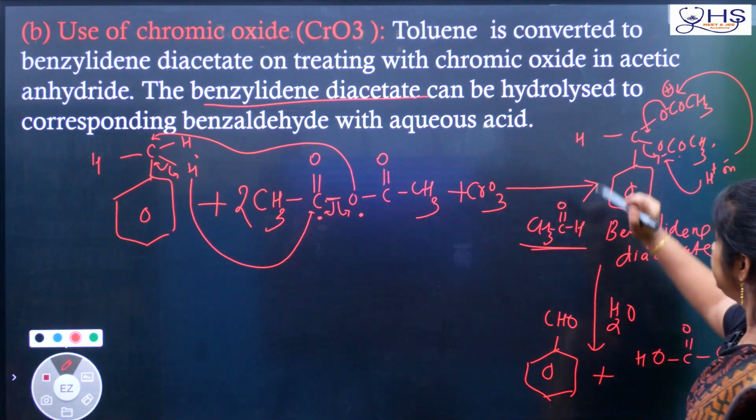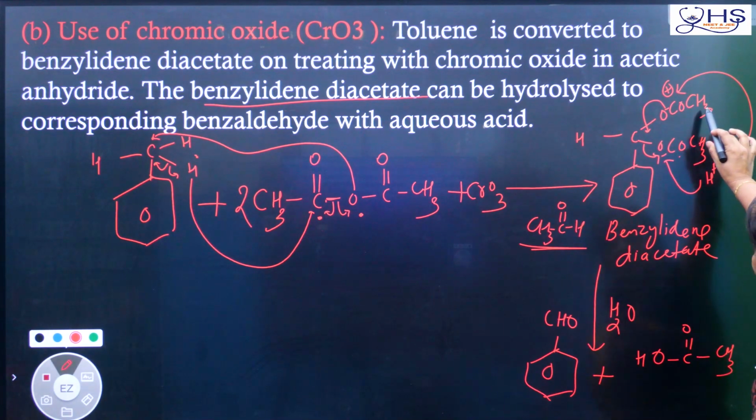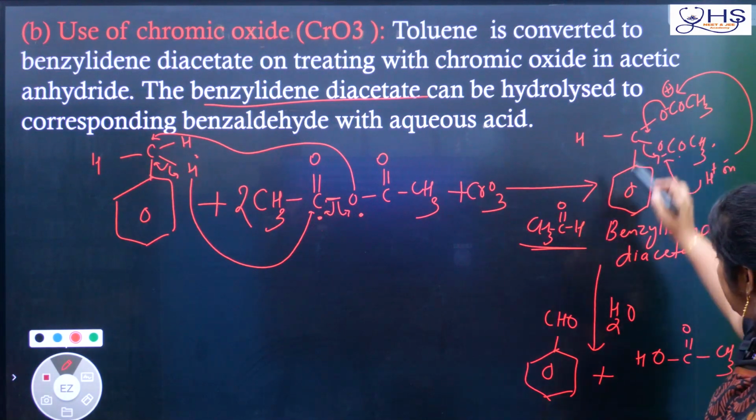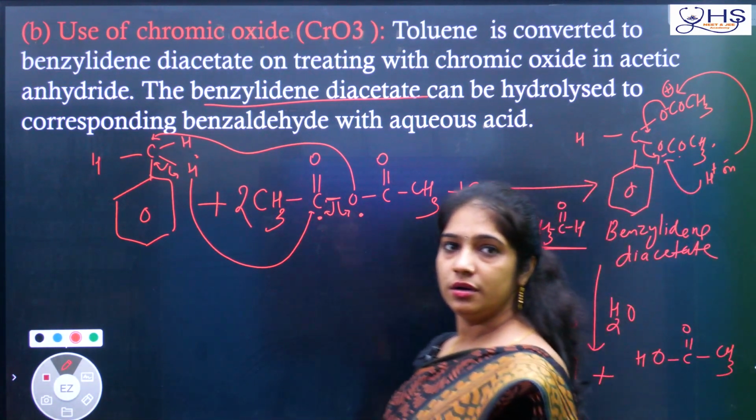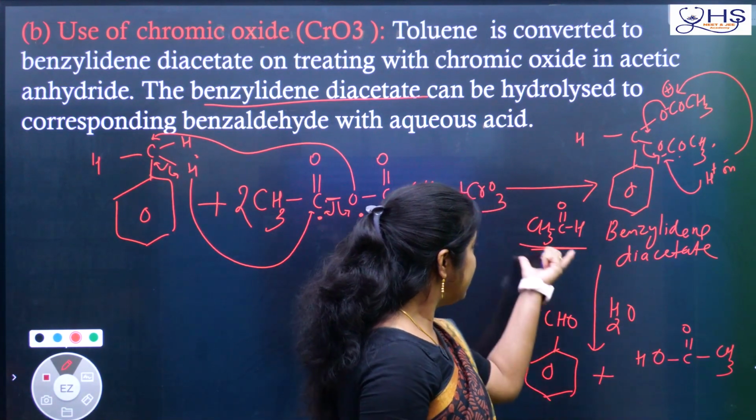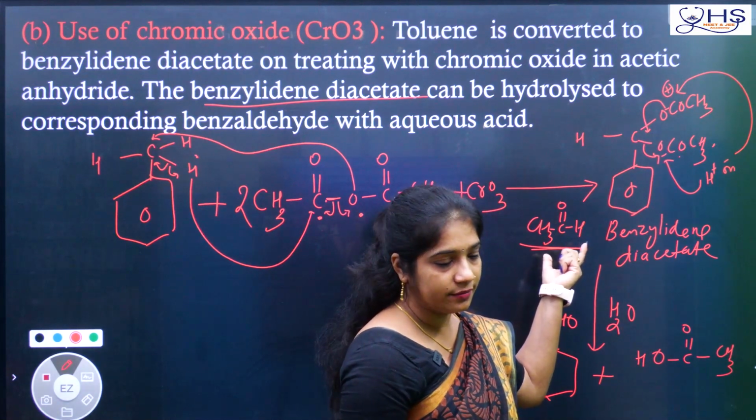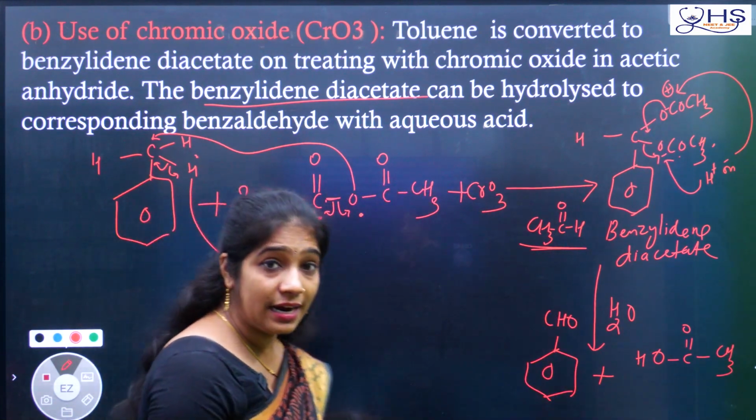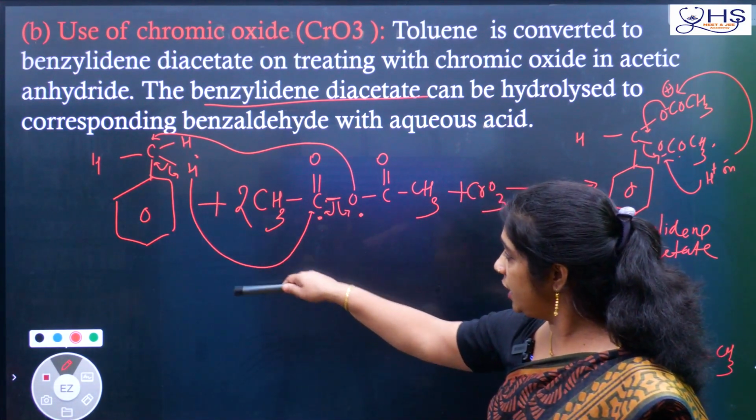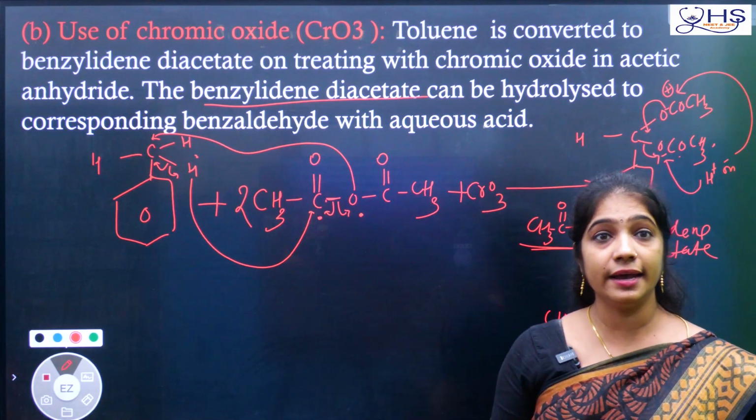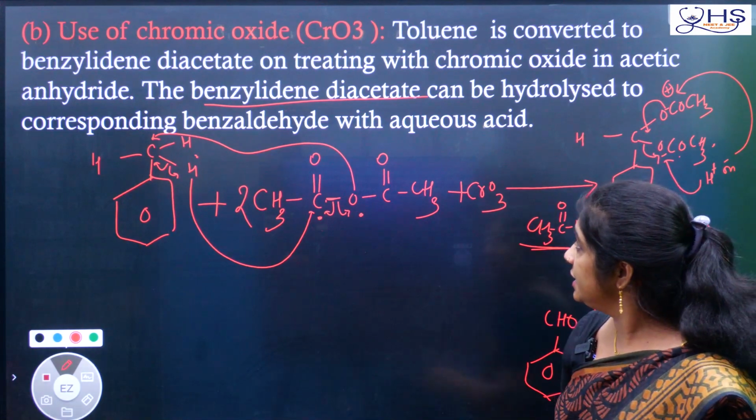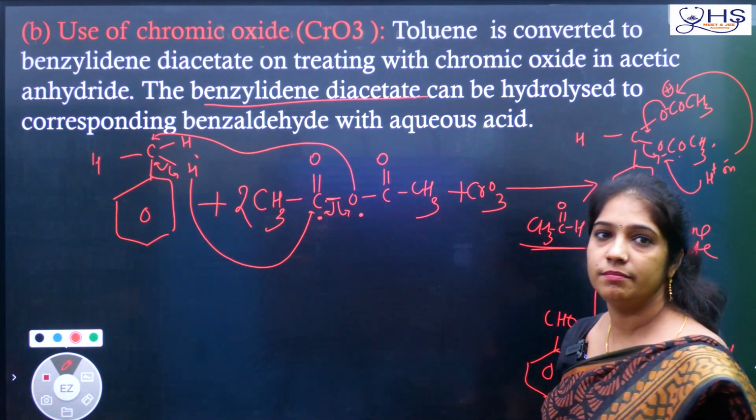In the same manner, see, CH3, C double bond O and carbon is having plus charge. So from water, OH minus it will accept and it will form the OH. So byproduct is what? Acetic acid, CH3, C double bond O, OH. Here byproduct what we got? We got acetaldehyde. So this is what? It is not the Etard reaction, but it is similar to the Etard reaction. What is this reaction? Toluene when treated with acetic anhydride and chromium oxide gives one complex which is known as benzylidene diacetate, which on hydrolysis gives benzaldehyde.